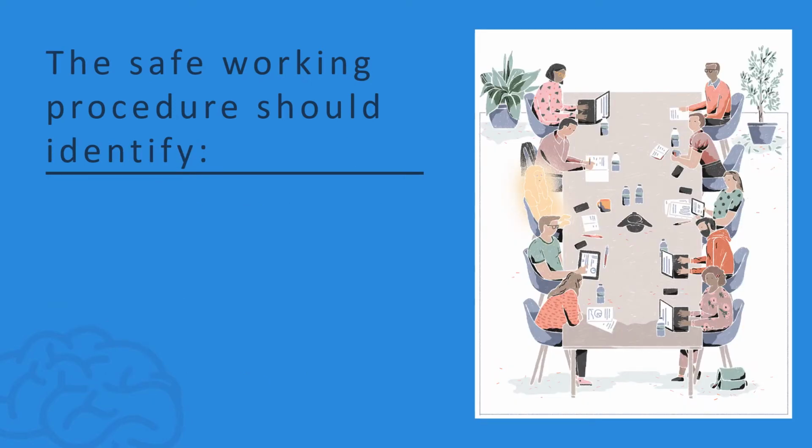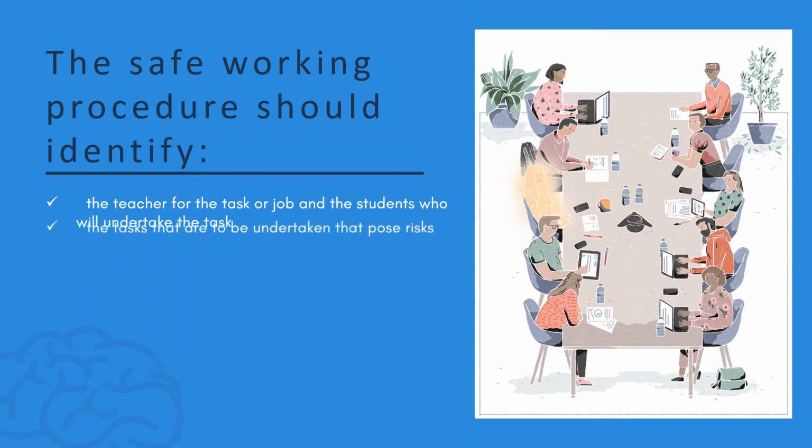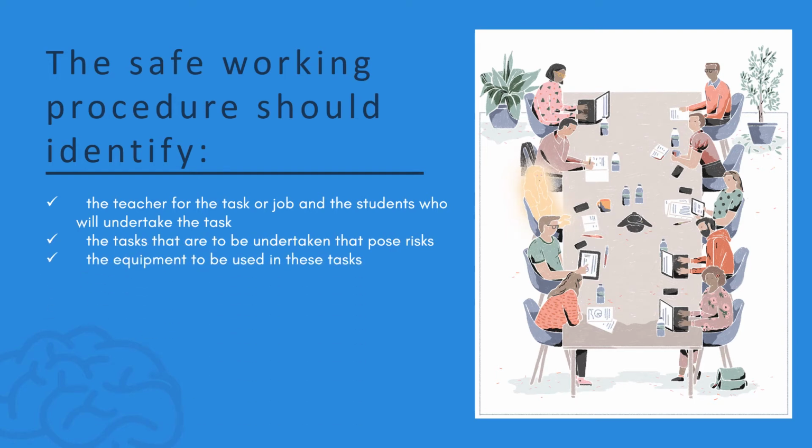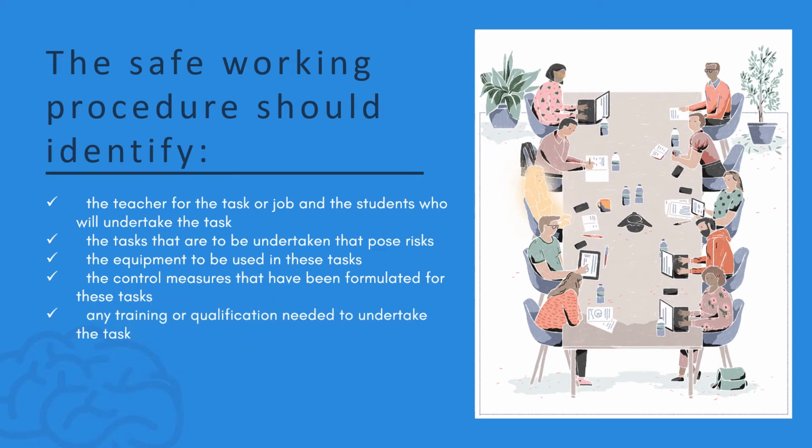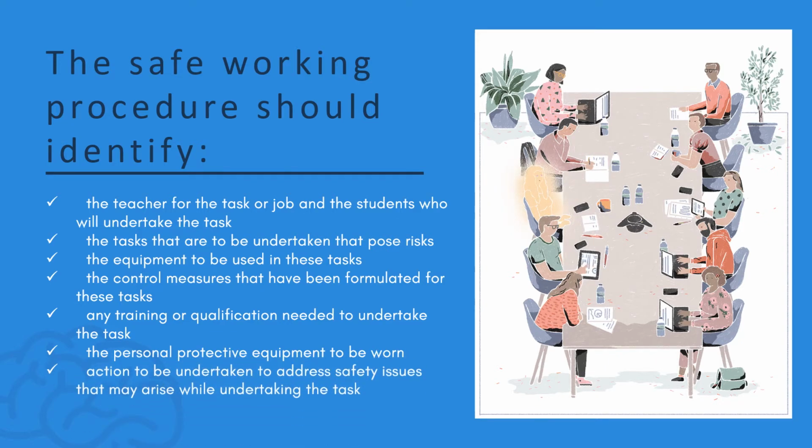In creating a safe working procedure, everyone must identify the following: the teacher for the task or job and the students who will undertake the task, the tasks that are to be undertaken that pose risks, the equipment to be used in these tasks, the control measures that have been formulated for these tasks, any training or qualification needed to undertake the task, the personal protective equipment to be worn, the action to be taken to address safety issues that may arise while undertaking the task.